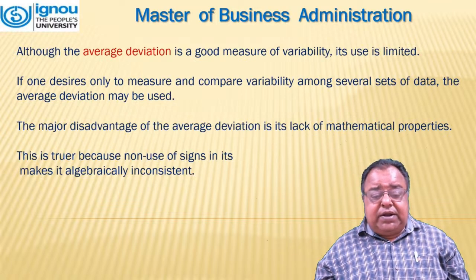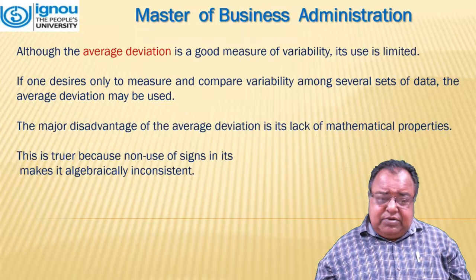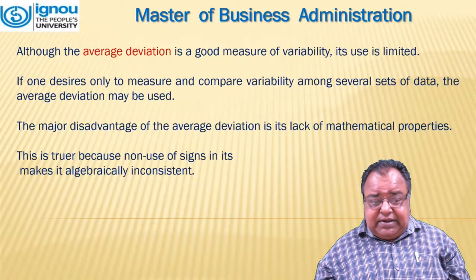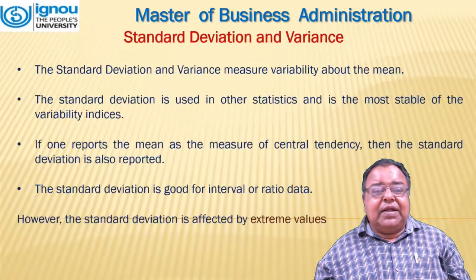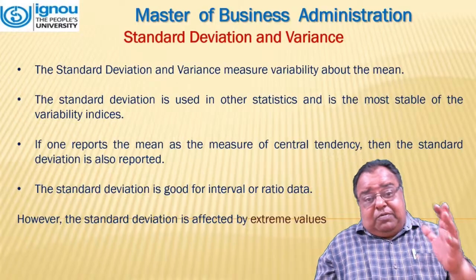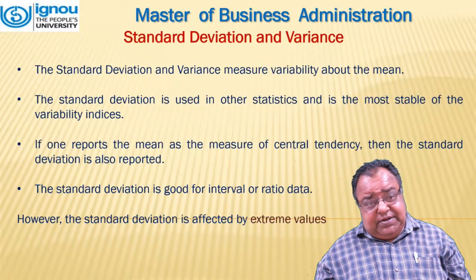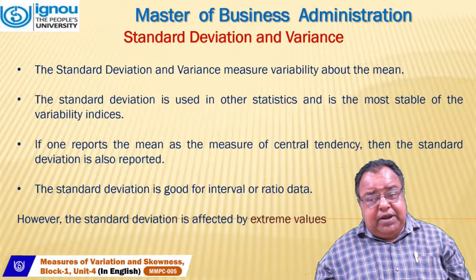The major disadvantage of average deviation is that it lacks mathematical properties. This is true because non-use of sign in it makes it algebraically inconsistent. Now, this one is the most important part, that is standard deviation and variance. Standard deviation and variance measure variability about the mean.